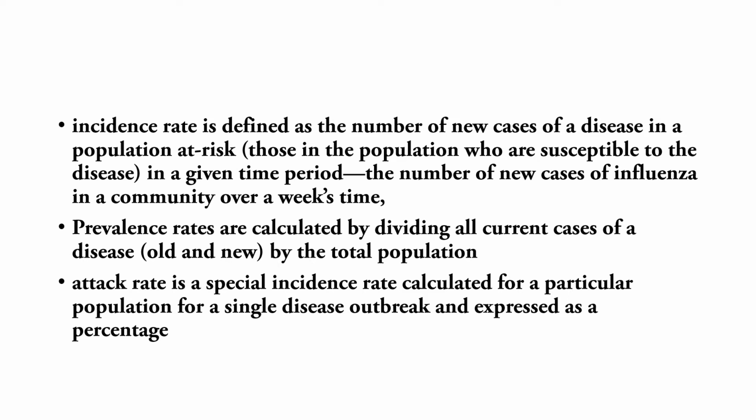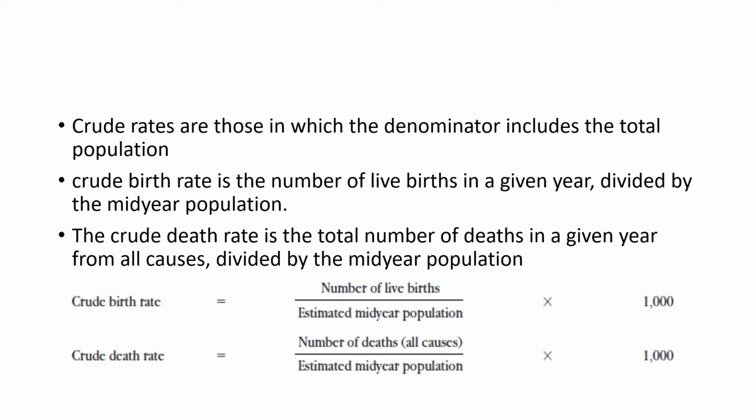Another rate is called attack rate. This is a special incidence rate that is calculated for a particular population for a single disease outbreak and expressed as a percentage. So that is, you multiply it by 100. Next, we also have what we call crude rates. And this is when the denominator includes the total population. Examples of these would be the crude birth rate or CBR or crude death rate, the CDR.